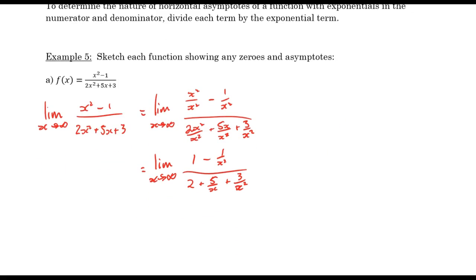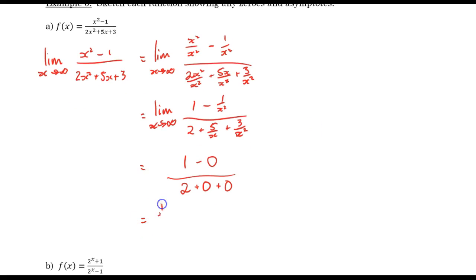Now, as x gets very large, 1 remains 1. 1 over x squared becomes 0. 2 remains 2. 5 over x approaches 0, and 3 over x squared also approaches 0. So I'm left with 1 over 2. Okay, so as x becomes very large for that function, it approaches, not infinity, not negative infinity, not 0, it approaches 1/2. Now, that will also be the case in this style of function for negative infinity.